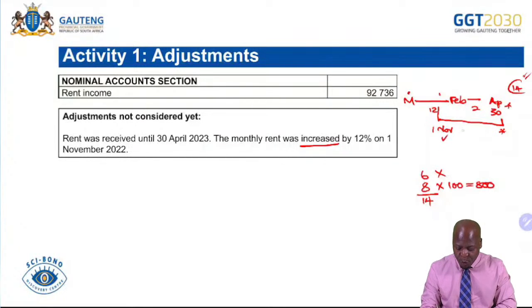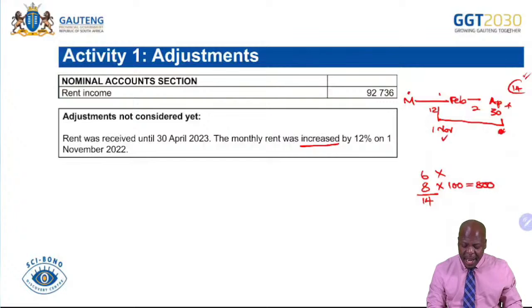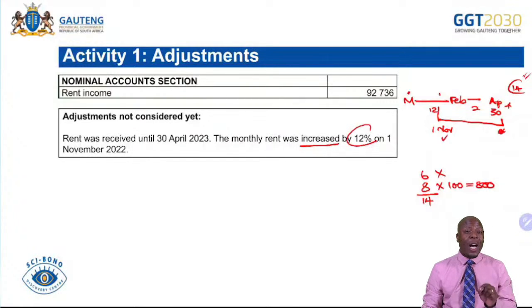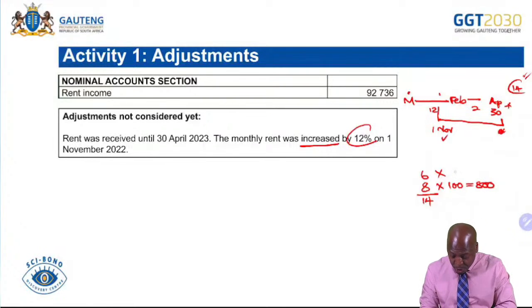Remember, from the 1st of November until the 30th of April. Remember those 6 months. For those 6 months, it has increased by 12%. So before increase, it was 100. After increase, it has increased by what? 12. Making it what, therefore? 112. So for the 6 months, it is 112.